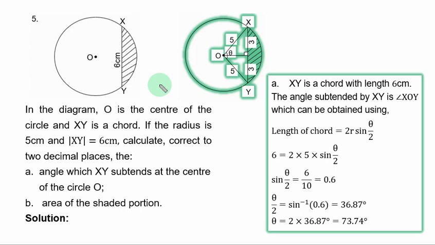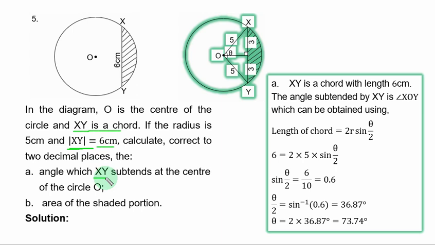Question 5. In the diagram, O is the center of the circle and SY is a chord. If the radius is 5 cm and SY, the length of the chord, is 6 cm, calculate correct to 2 decimal places: A, the angle which SY subtends at the center of the circle, O. B, the area of the shaded portion.